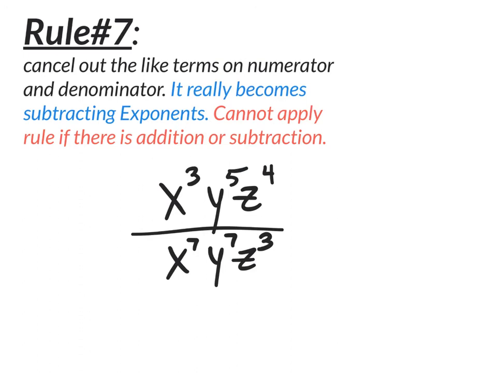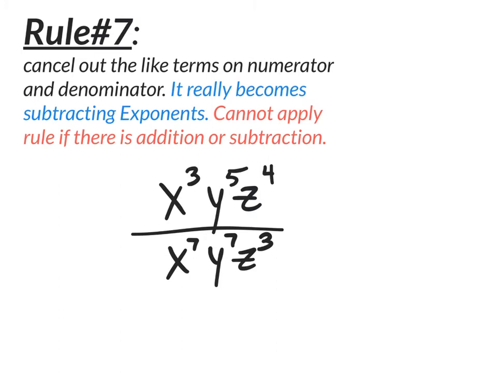So here's another example. You want to cancel out the terms on the numerator and the denominator that are alike. Cancel out the like terms. So like x to the third, there's really 3 x's up on top. There's 7 x's on the bottom. You're going to be able to cancel. One thing I should mention, you cannot apply the rule if there's addition or subtraction. So if it said x to the third plus y to the fifth, you wouldn't be able to cancel out x's. But right here you can.